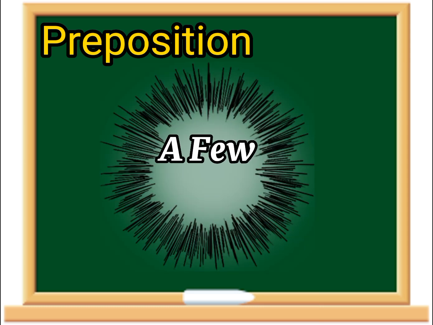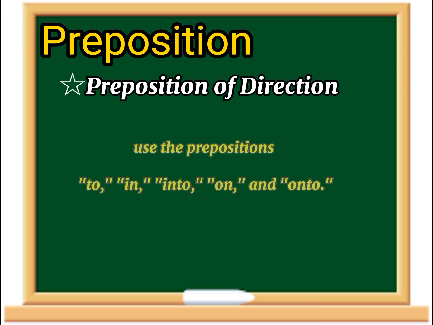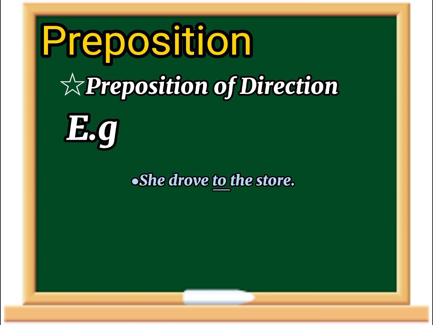Now we will go for a few rules of preposition. First we see preposition of direction. To refer to the direction, we use the prepositions to, in, into, on, and onto. Let's see them in sentences.